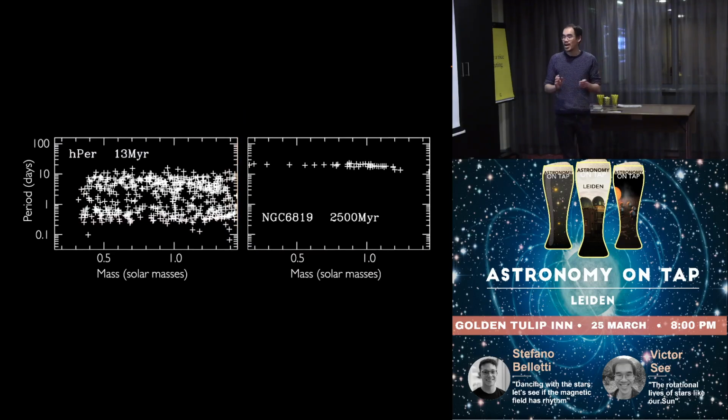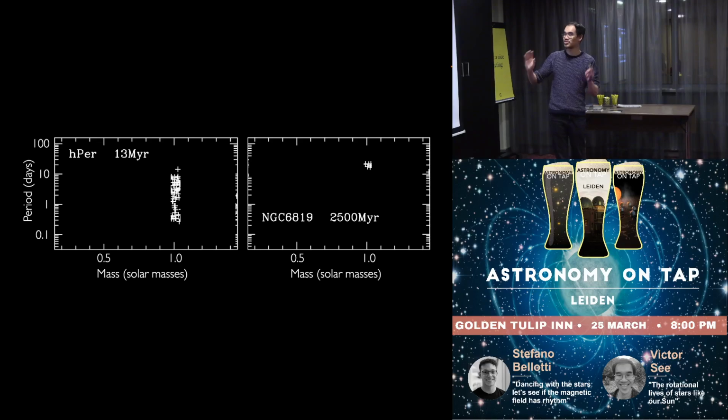Okay, and we're going to make a further simplification. For the rest of this talk, I'm only going to focus on solar mass stars, so masses similar to our Sun. So let's just throw away the rest of these stars, and that's what we're left with.